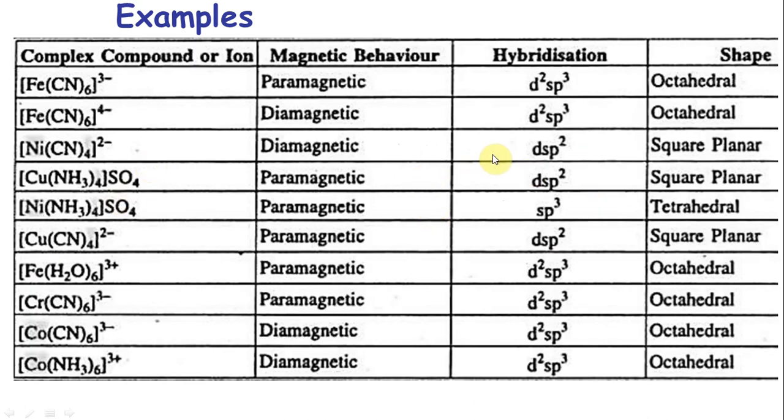Here's a list of things that you can practice yourself. You don't need to take time. You should be able to do it much faster. For example, we can try this one. This is 3 minus, so cobalt is 3 plus. Cobalt is 4s2 3d7. Cobalt 3 plus is 4s0 3d6. This is a strong field ligand. So 1, 2, 1, 2, 3, 3d6: 1, 2, 3, 4, 5, 6. So there are going to be 2 orbitals free. So I can have d2sp3 hybridization, octahedral. You can practice the rest by yourself.